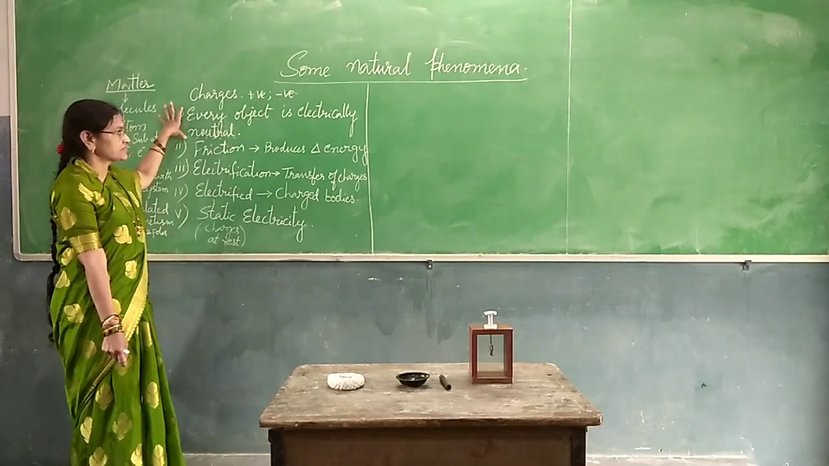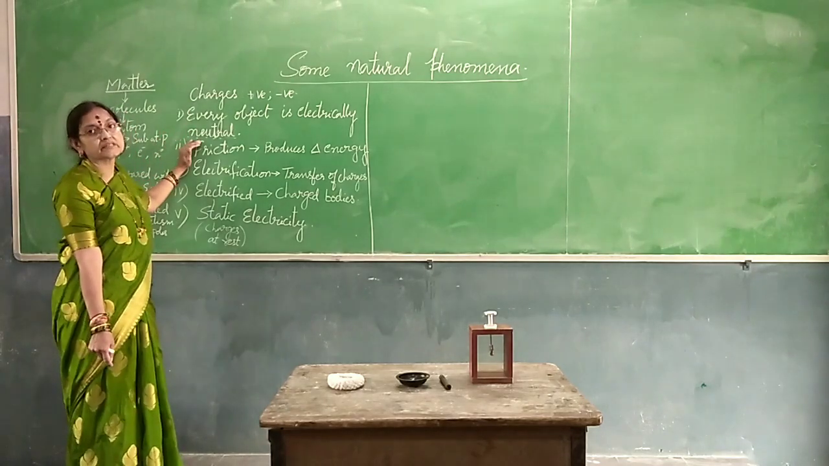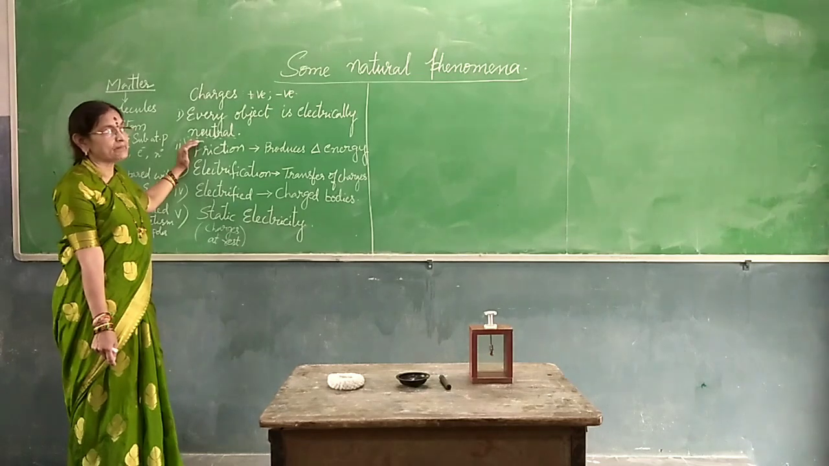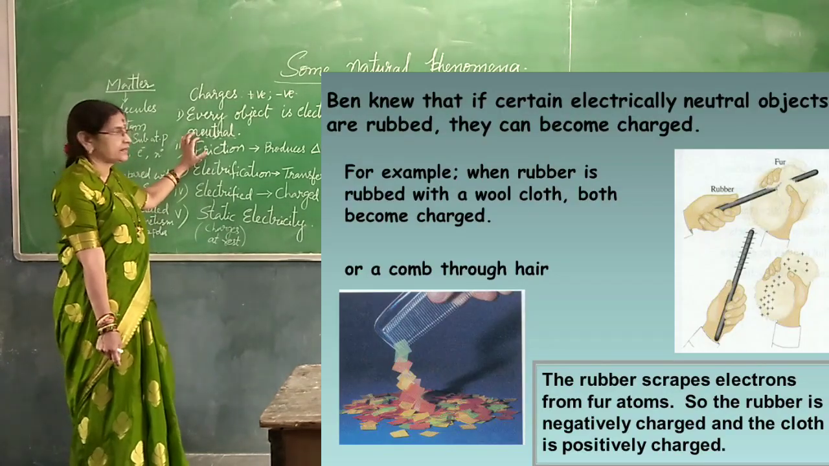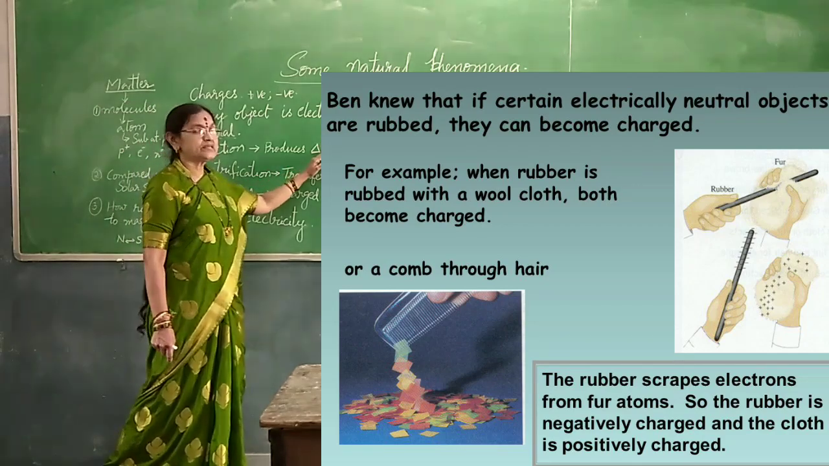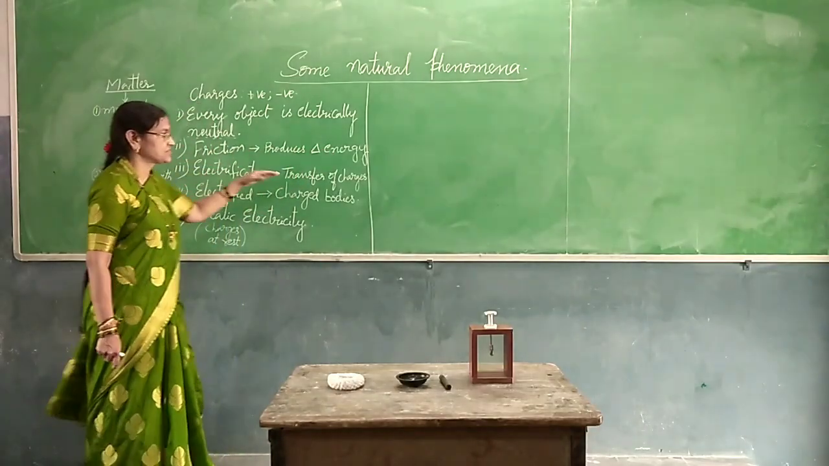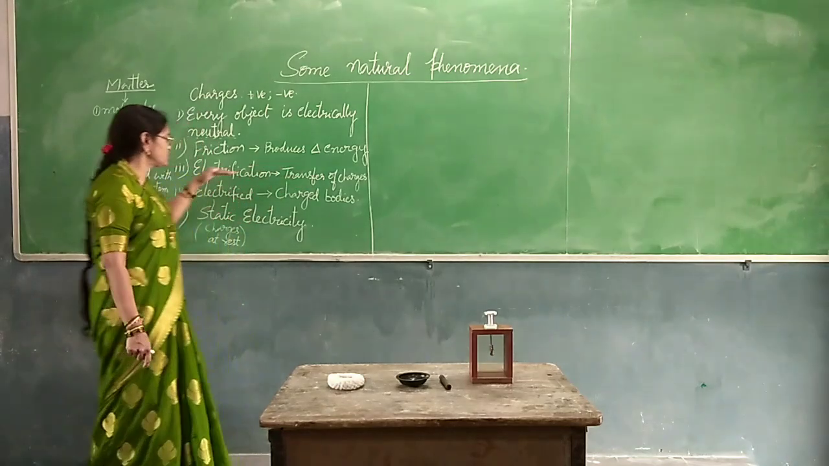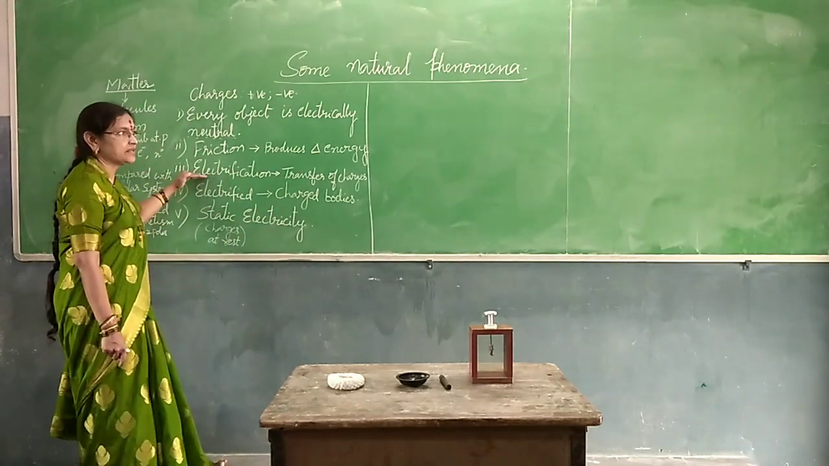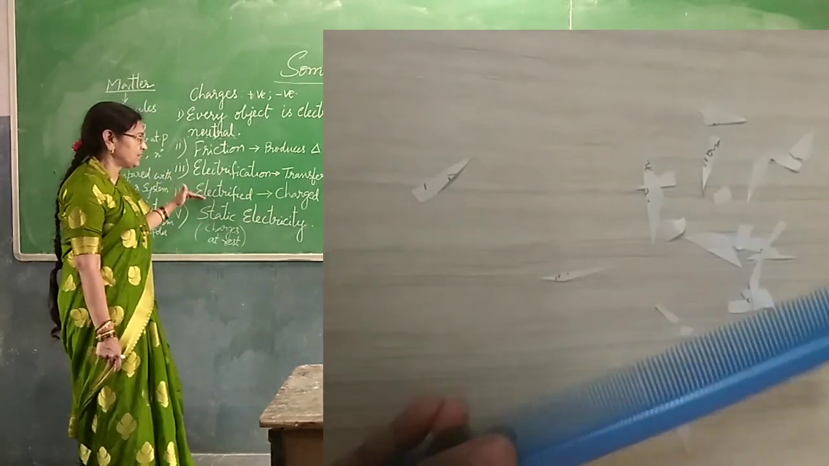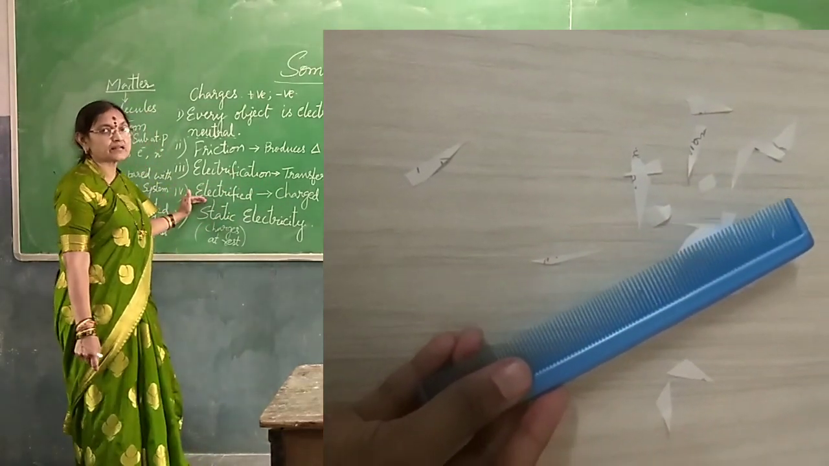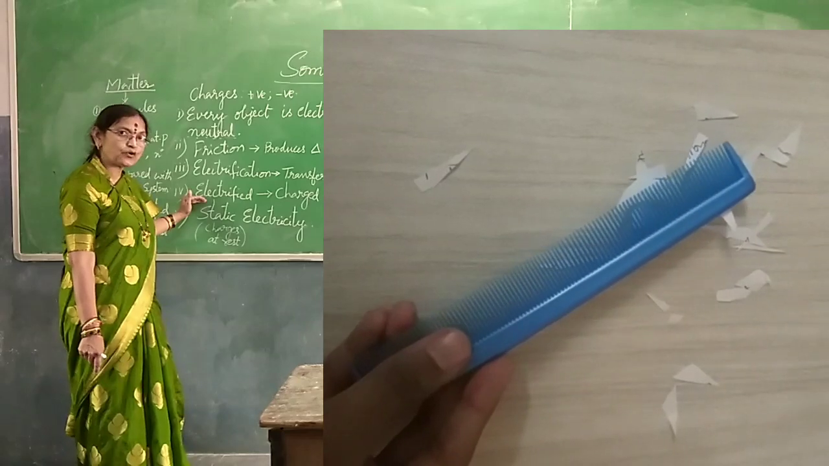Then we studied how these can be charged by the process of friction. Friction, what is it producing? Heat energy. Then what is happening? Transfer of charges takes place. That process is known as electrification. Then what will you call those charged bodies? Electrified. When the electrified bodies are there, the charges are present on the bodies.